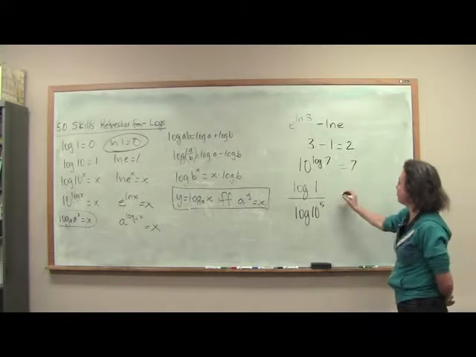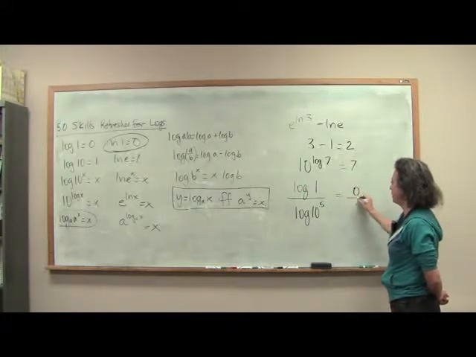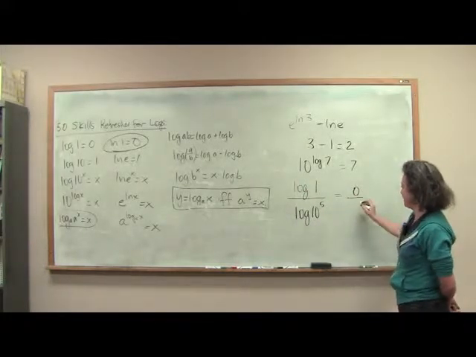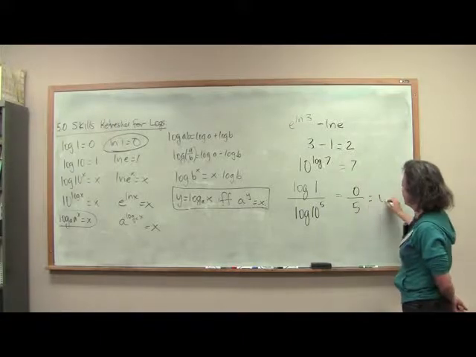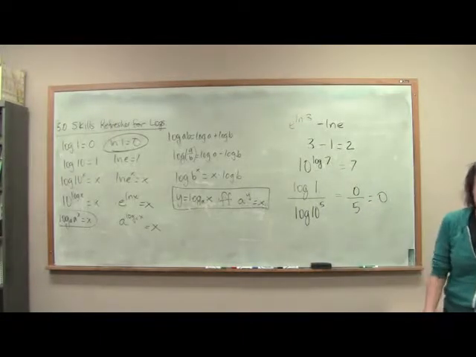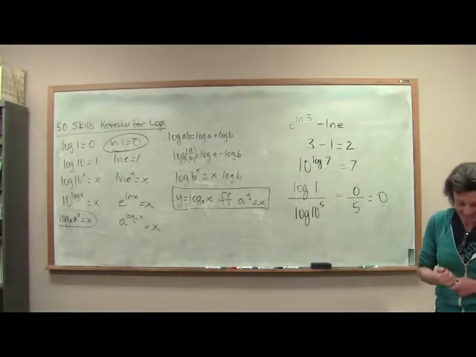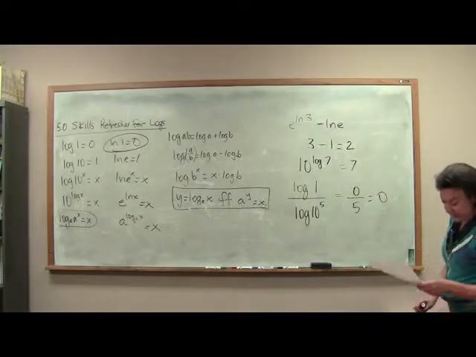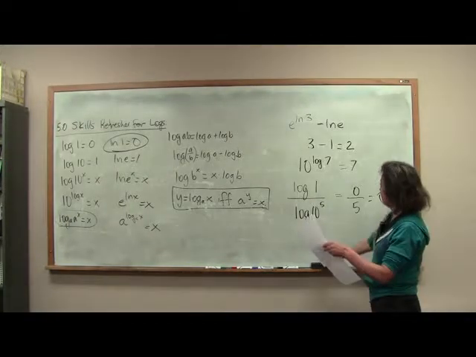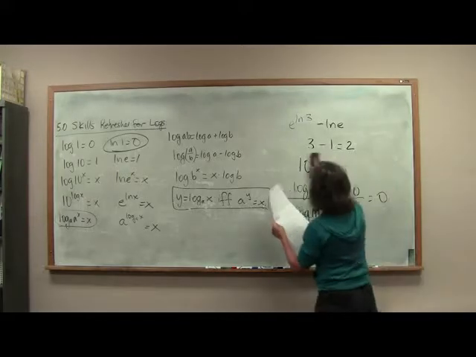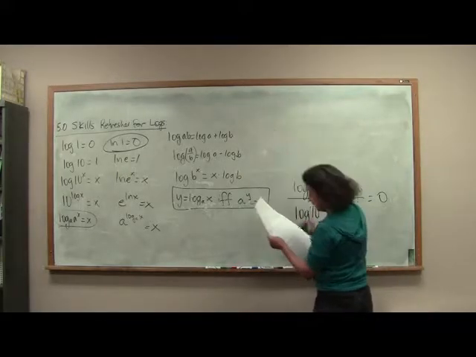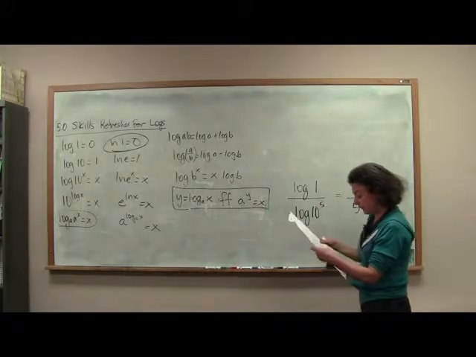Okay, what's the log of 1? 0. The log of 10 to the 5th is 5, but 0 divided by anything is 0. All right, let's do another one of these. One more of these, evaluate without a calculator, at least for now.